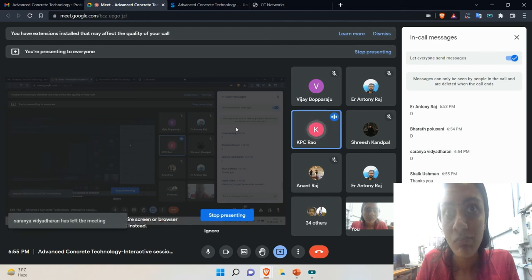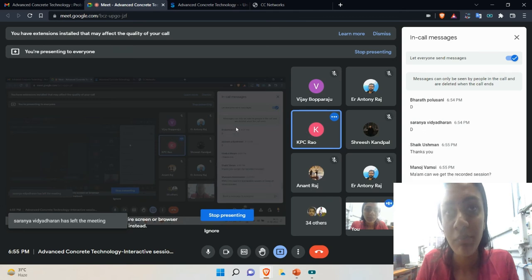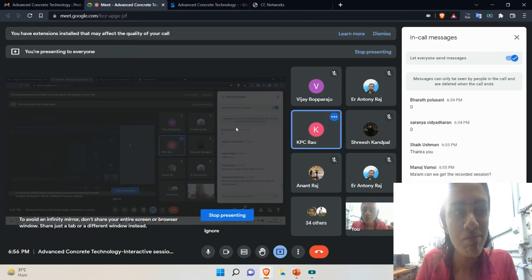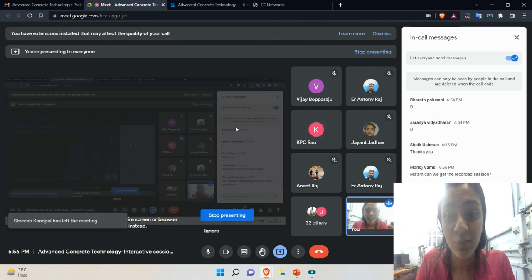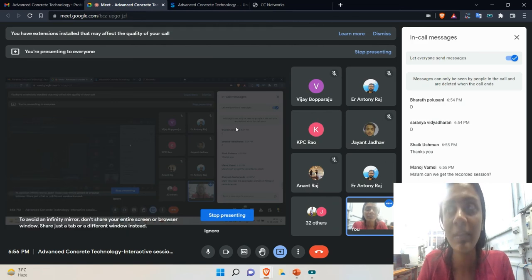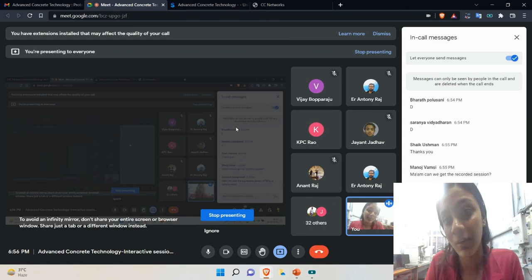Ma'am, is there any codal provision where we can see the specimen sizes? Because the IS code provides this regarding concrete cubes. Similarly for mortar, cement mortar, and lime mortar, I can say because I work on lime. For that, IS 2250 is there. That is for masonry mortars. I think it is there for cement also. Cement mortar also comes under that category. If it is a masonry mortar, then that is the case.